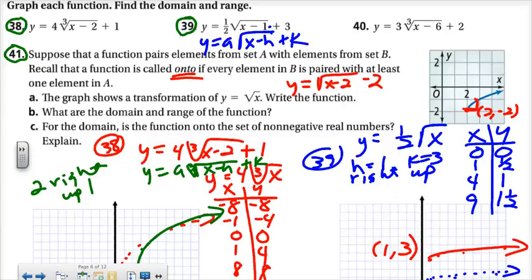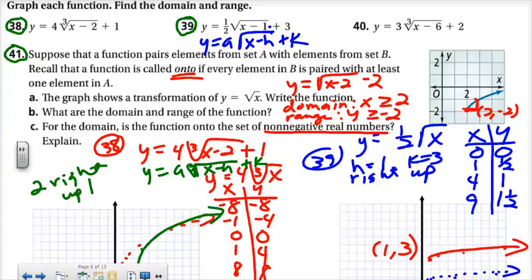Now, next part, B, says what are the domain and the range of the function? Well, this is just a matter of that starting point there. So x is greater than or equal to 2. And range would be y is greater than or equal to -2. And then it says for the domain, is the function onto the set of, here's what's important here, non-negative real numbers? Non-negative real numbers. And so the answer to that is no.